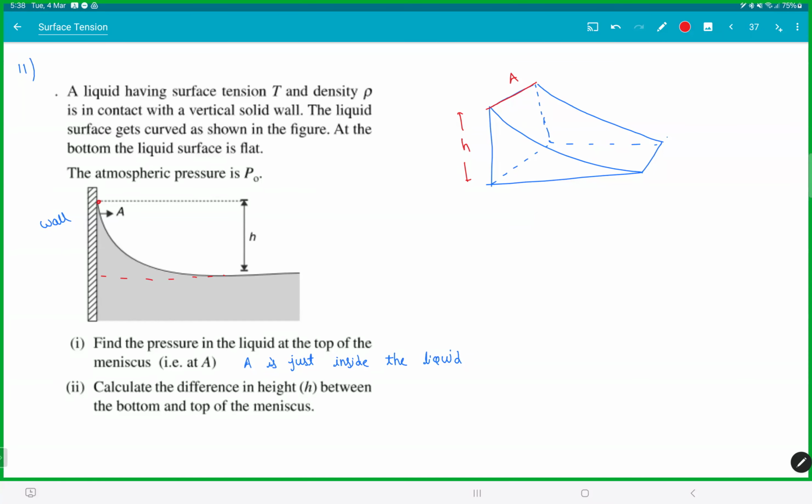Finding pressure at A is easy. Now you can't say this is P naught, okay? That is because at that point A, this is a curve, isn't it? So this will be like a part of a bubble, no? Do you know the radius of curvature here? So you can't say P naught.